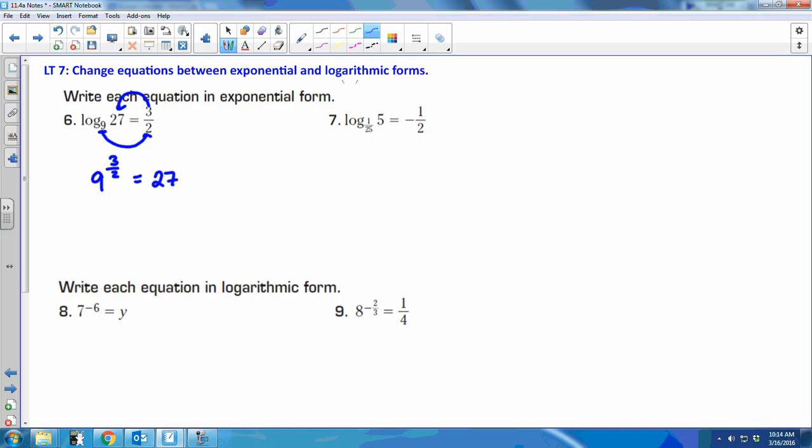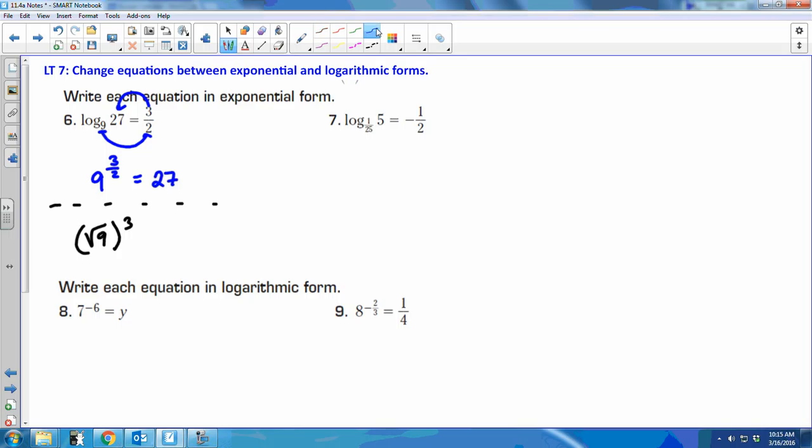There's nothing to solve or nothing to do. We're just rewriting it. That's a true statement. If you wanted to check, again, this is not part of the problem, how do I rewrite 9 to the 3/2 power? The square root of 9 is 3, right? And 3 to the 3rd power is 27. So there's nothing to do here. We're just rewriting them.